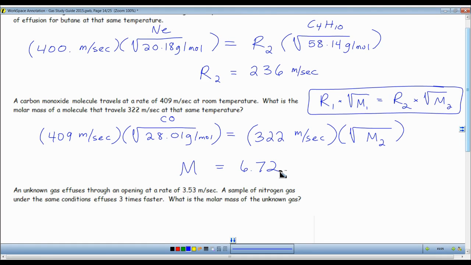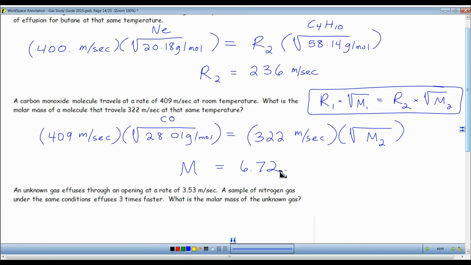Hold on. Let's see if that even makes sense. The second particle travels slower than the carbon monoxide. Well, if it travels slower, that must mean that it's more massive. It must have a larger mass than the carbon monoxide. The carbon monoxide's mass was 28 grams per mole. This doesn't even make sense. This mass needs to be greater than the 6.72. And now maybe you're itching right now because you see what the common mistake is, right?